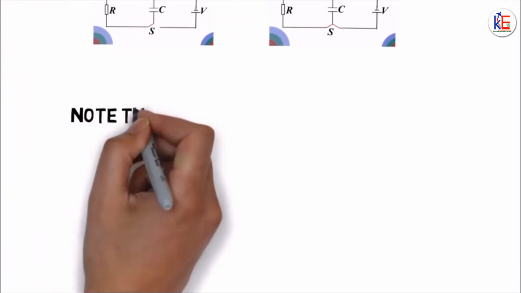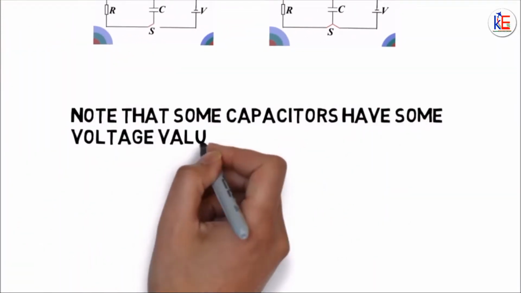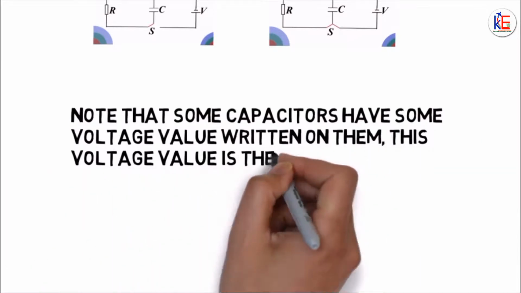Some capacitors have some voltage value written on them. This voltage value is the maximum voltage the capacitor can handle.